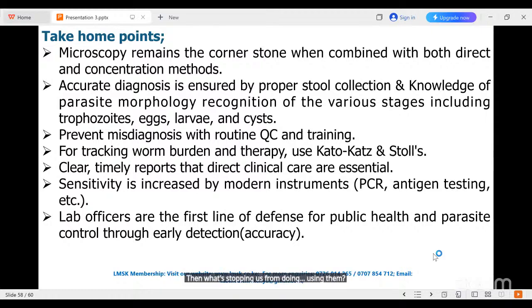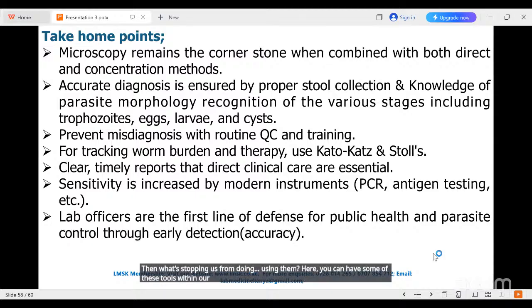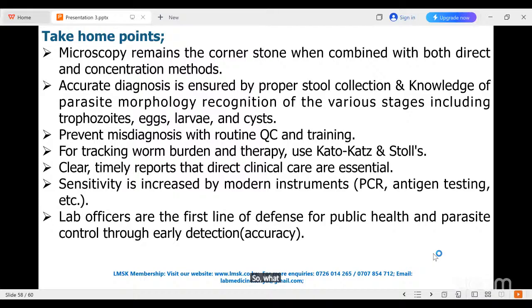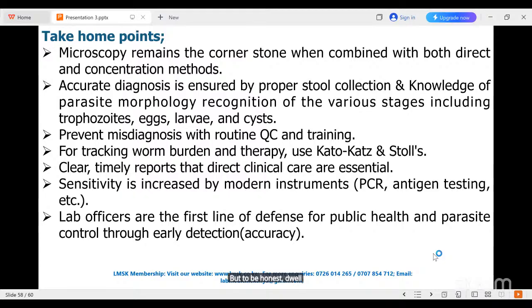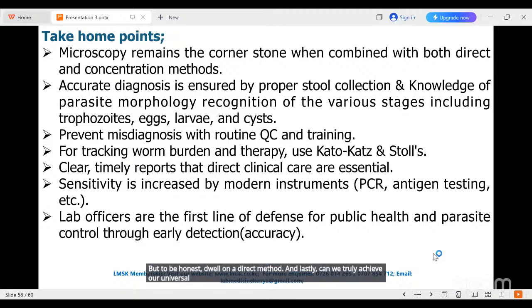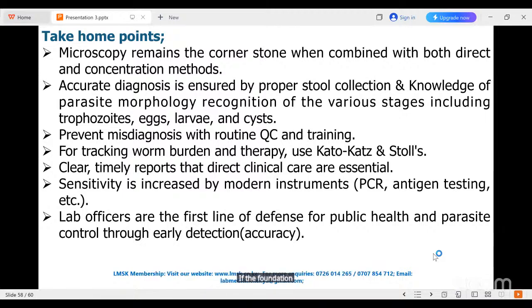If we can have some of these tools within our reach, why can't we do these concentration methods? What legacy will we leave as lab professionals if we continue doing things the same way despite knowing better? You've gone to school, you know you can do these methods. You've been taught in CMEs, you know you can do these methods better, but you always dwell on a direct method. And lastly, can we truly achieve our universal health coverage if the foundation of accurate diagnosis is still shaky?